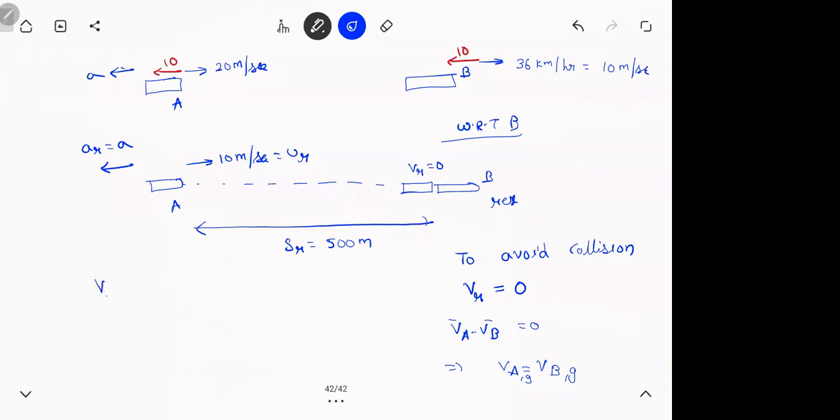Now using the equation, V relative square minus U relative square is 2 A relative S relative. 0 minus 10 square equals 2A times 500. This is also minus because you took backward. So A will be 100 by 1000, 0.1 meter per second square. That's all.